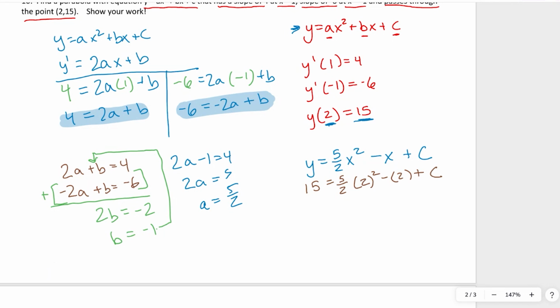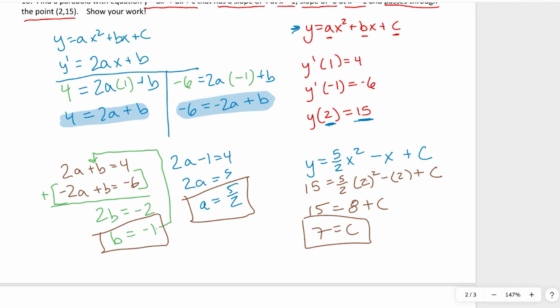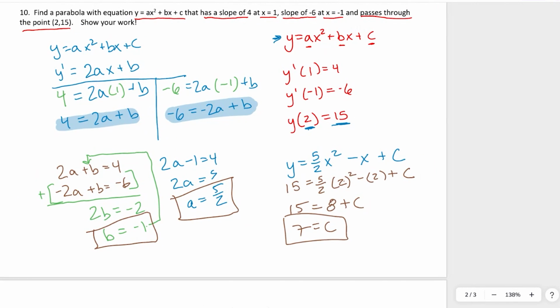So 2 squared is 4, 4 times 5 would be 20, divided by 2 is 10, 10 minus 2 is 8, plus c. So yeah, I can solve this for c. It's 15 minus 8 is 7. So now I've got a, I've got b, and I've got c. So I've got all the pieces I need to write my parabola. Y equals 5 halves x squared minus x plus 7. Ooh, that was a tough one.